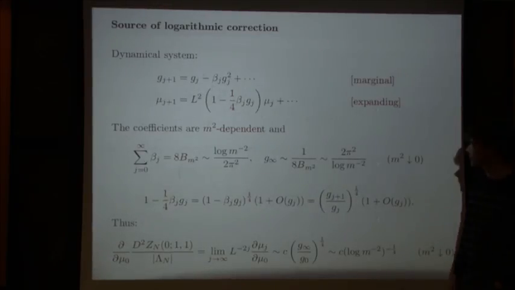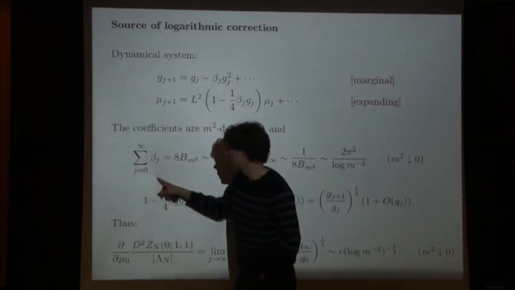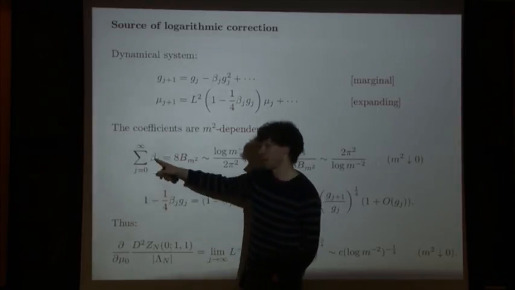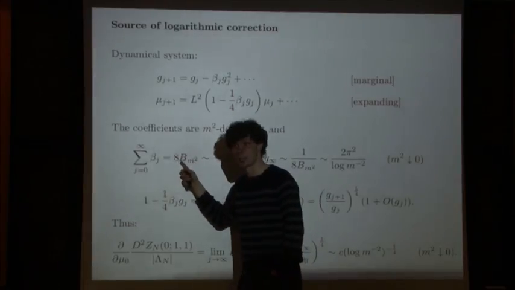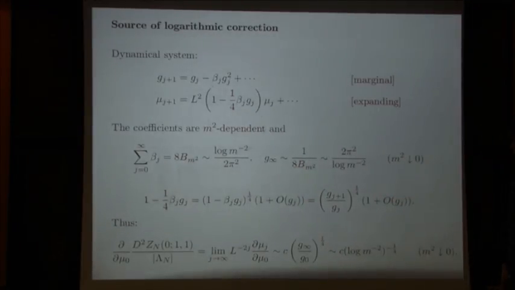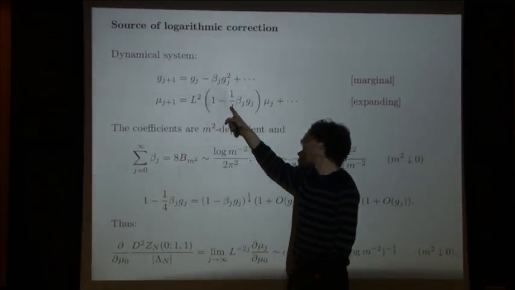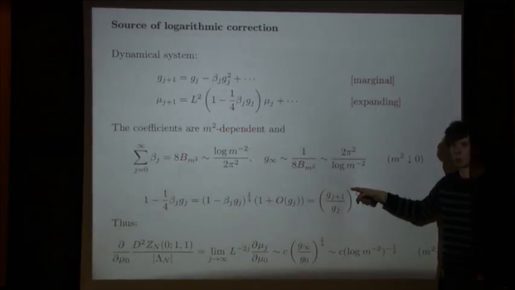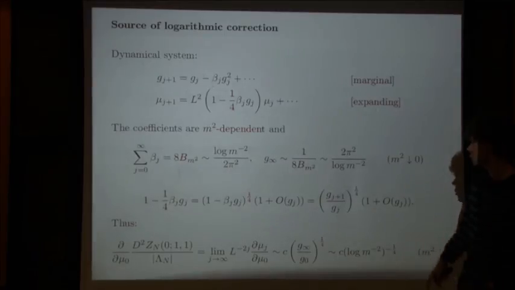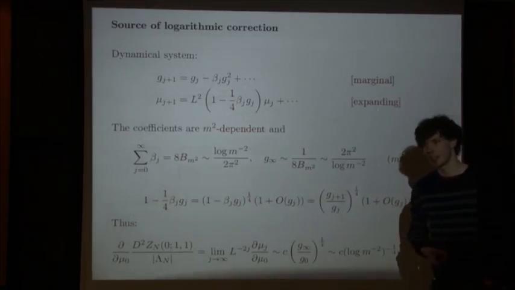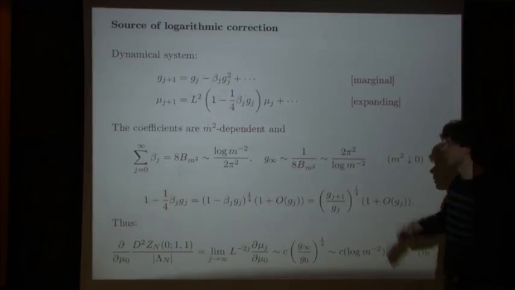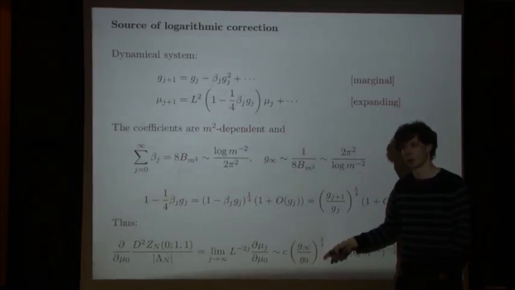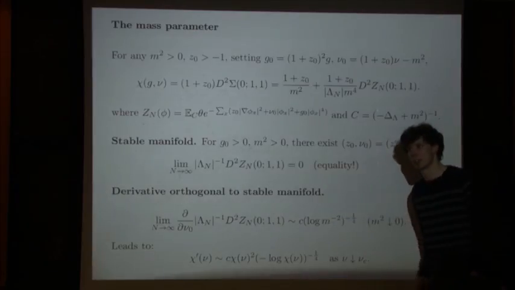So what are the beta j's? These beta j's are bubble diagrams that correspond to the massive Gaussian at scale j. And then the other factor, 1 minus a quarter beta j g j, can be written as g j plus 1 divided by g j to the 1 quarter, plus a small error. This would be a good form to iterate this equation. We don't iterate this equation, but we iterate its derivative equation. But never mind, if you do this, you find something like g infinity to the 1 quarter, which is this log m to the 1 quarter that appears here.